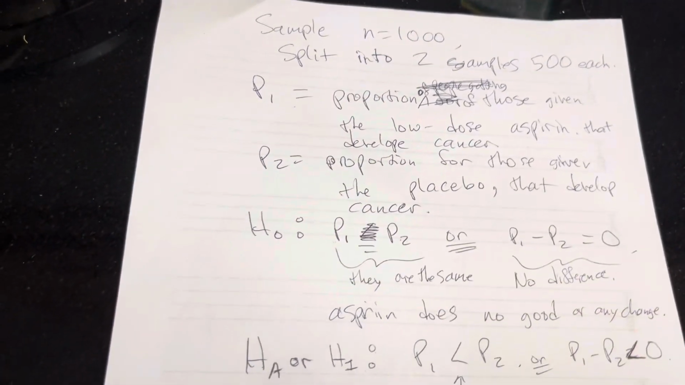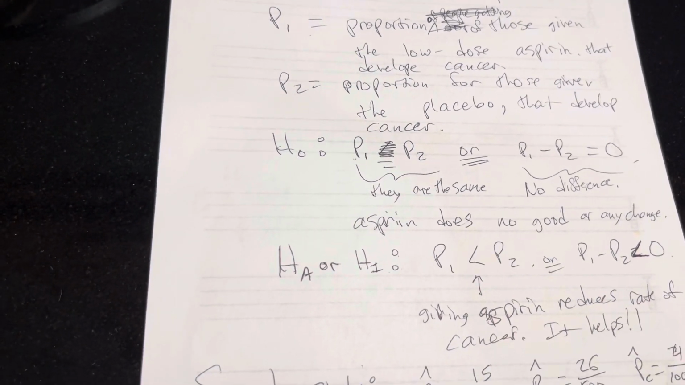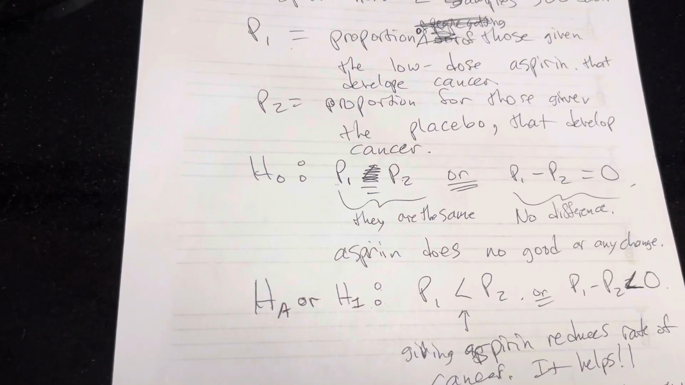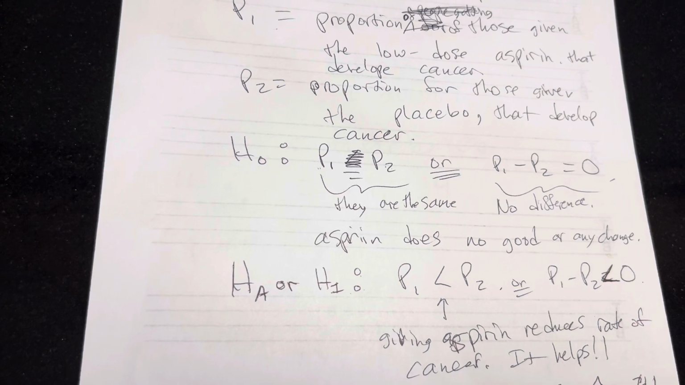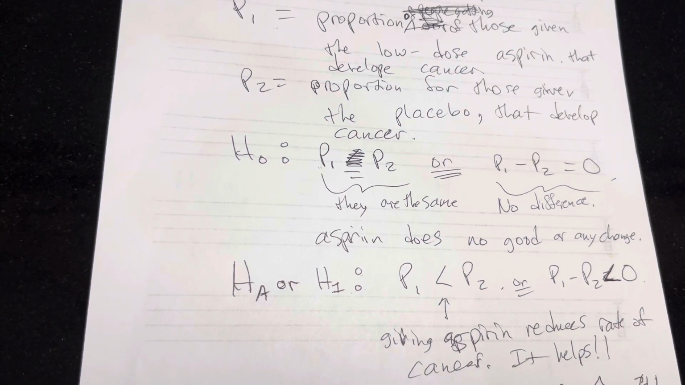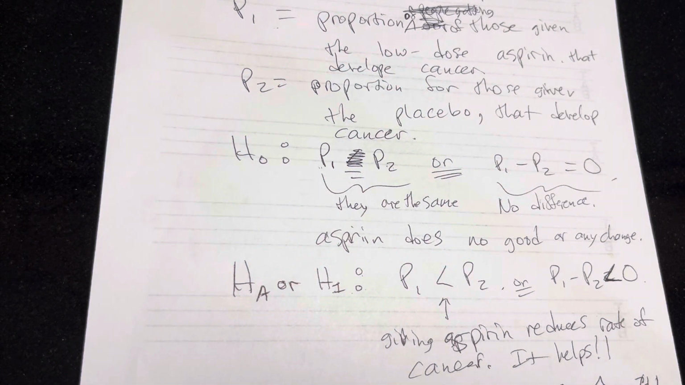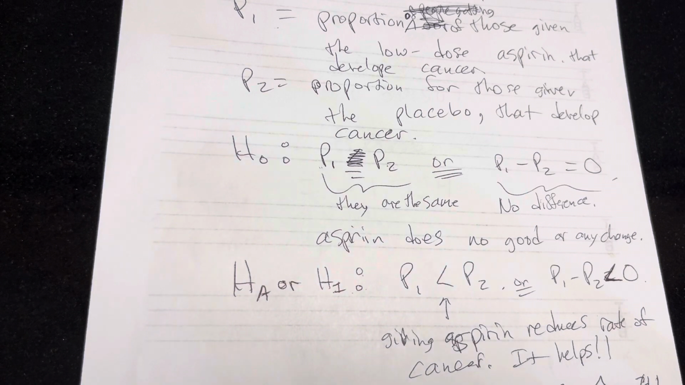So here's what I would have for my hypothesis statement. My first hypothesis is that they're equal. We're assuming that aspirin doesn't have any effect, it doesn't do any good, it doesn't change anything. P1 is equal to P2. You can put that as your hypothesis, or you can also write it P1 minus P2 is equal to 0. Either one of those gives the idea that they're the same. There's no difference, they're equal to each other.